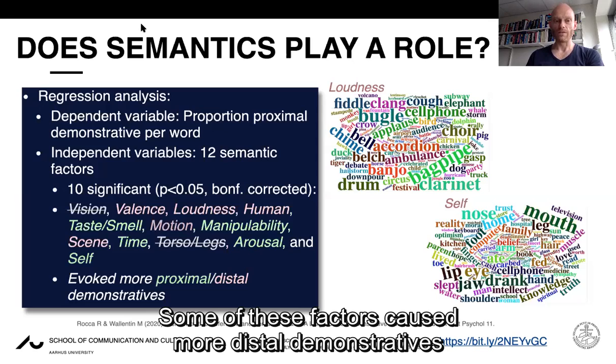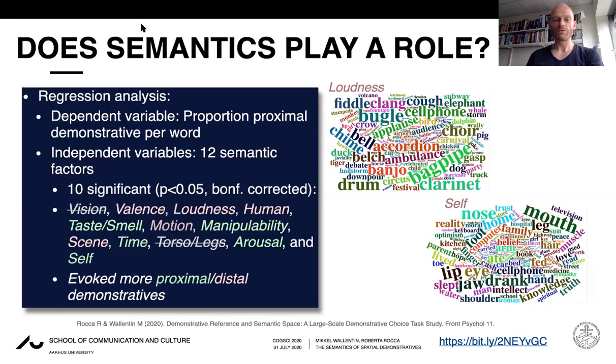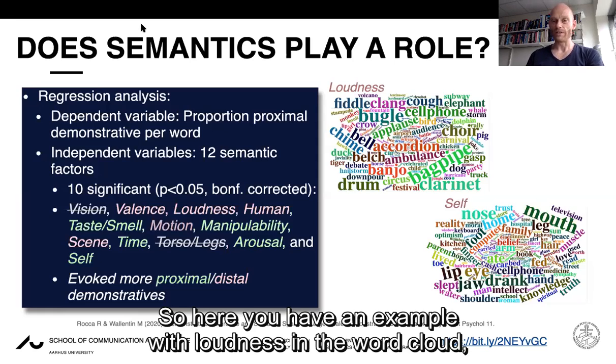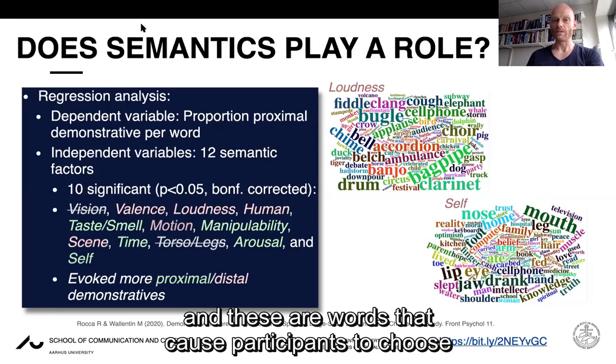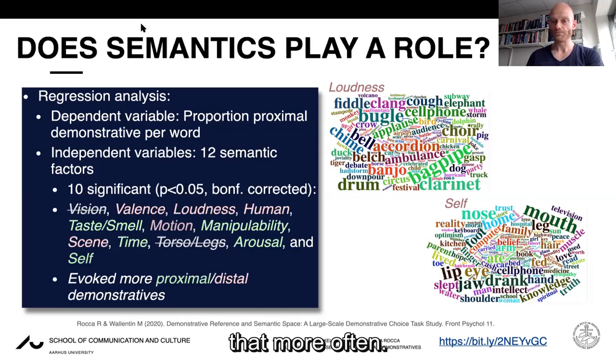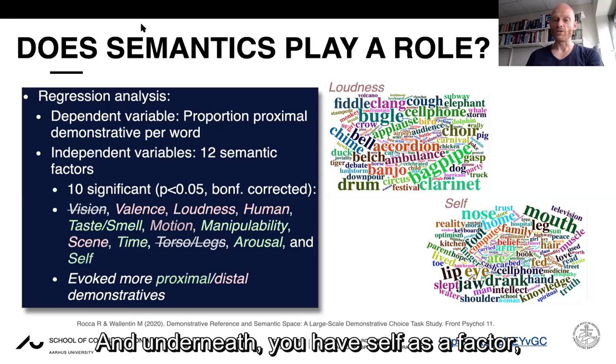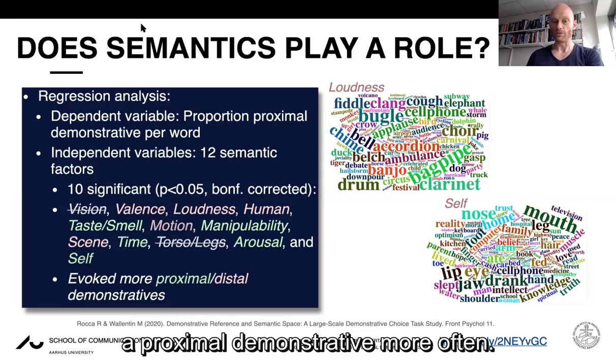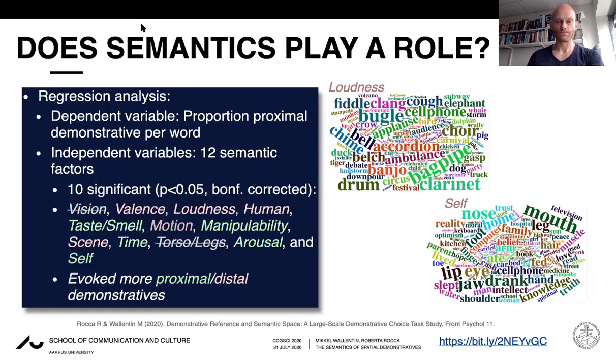Some of these factors caused more distal demonstratives and some caused more proximal demonstratives. So here you have an example with loudness in the word cloud, and these are words that cause participants to choose "that" more often. And underneath you have self as a factor, and these are words that cause participants to choose a proximal demonstrative more often.